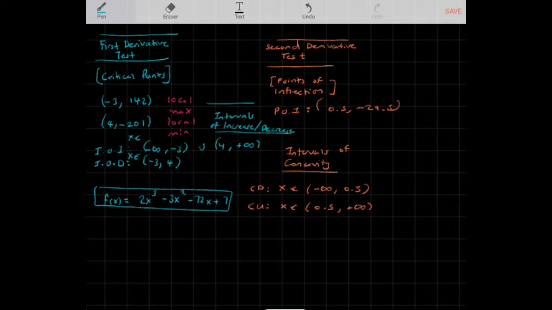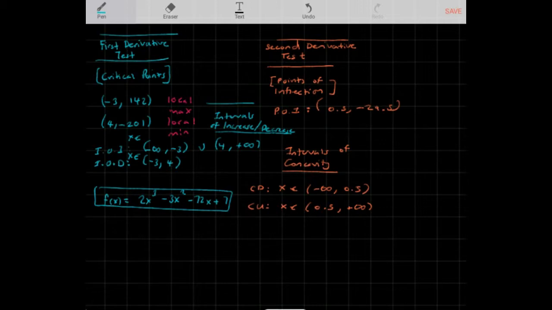Okay, so here's all our information. From the first derivative test, we found that our critical points are (-3, 142), which identifies the local maximum, and (4, -201), which identifies the local minimum. Our intervals of increase occur when x belongs to (negative infinity, -3) union (4, positive infinity), and the interval of decrease occurs when x belongs to (-3, 4), right?